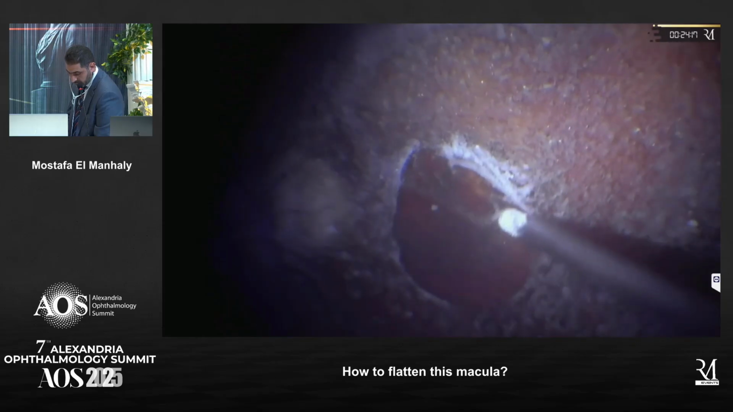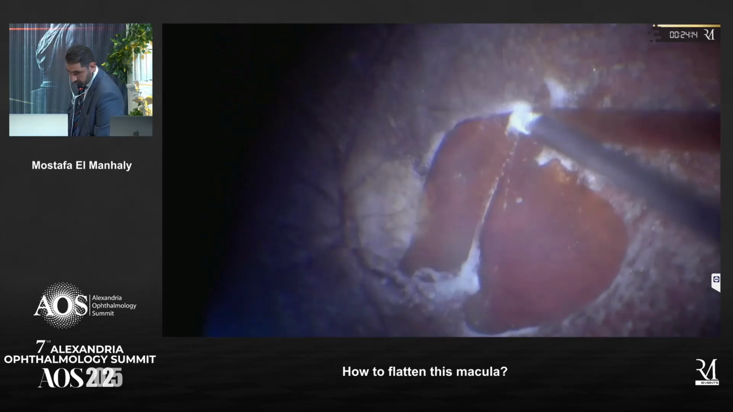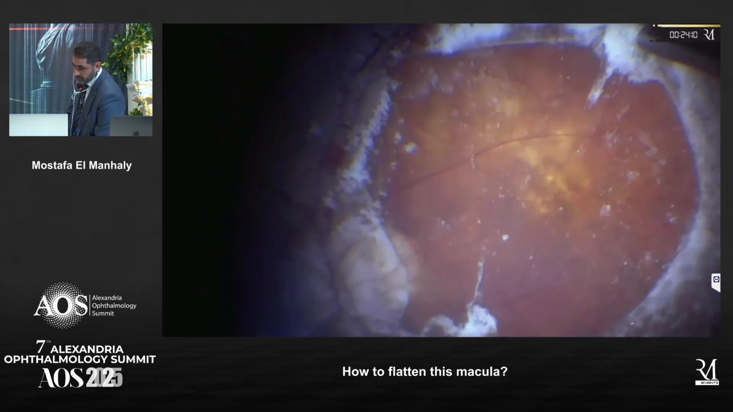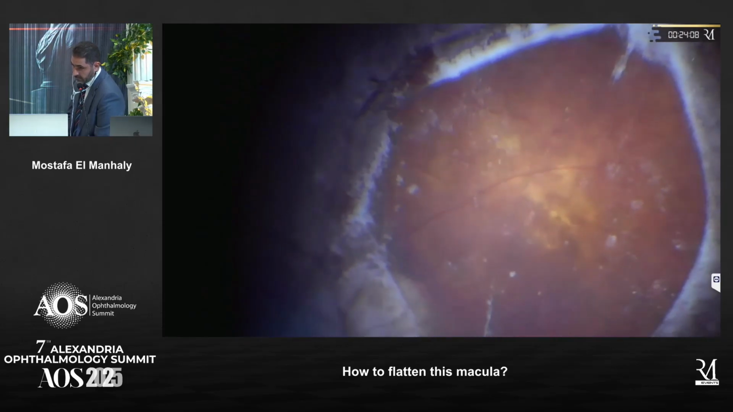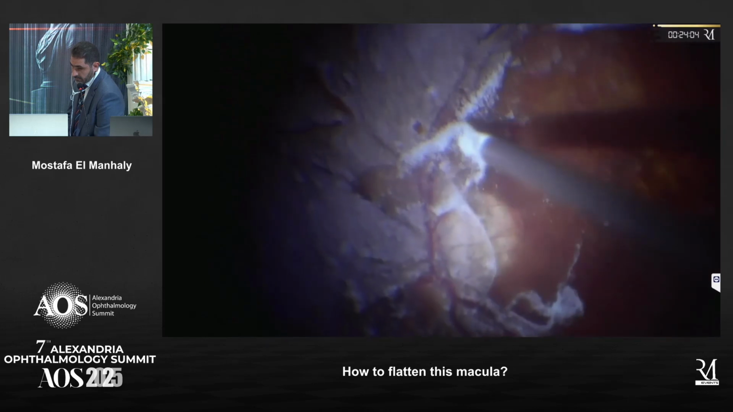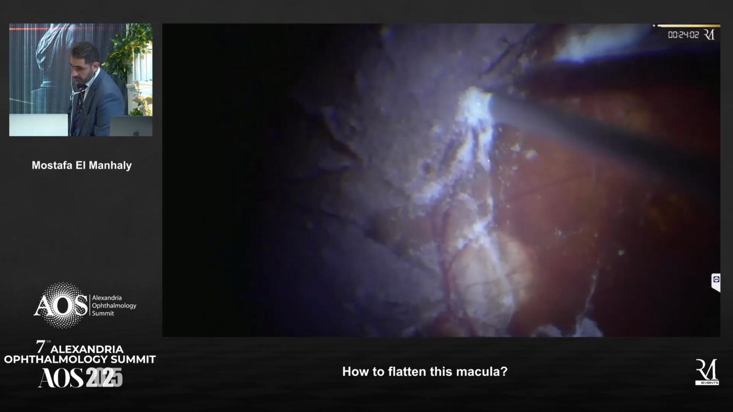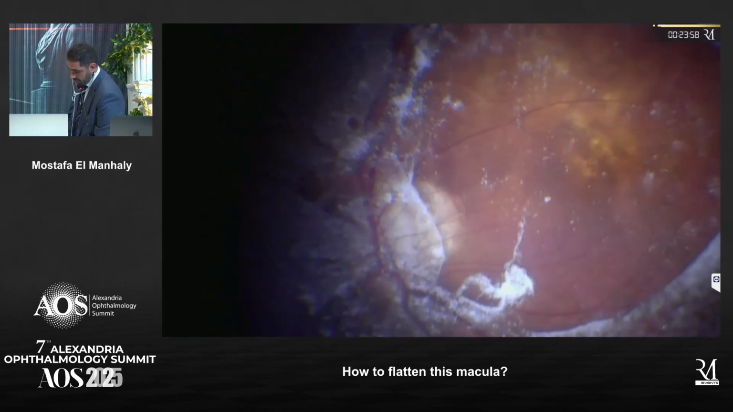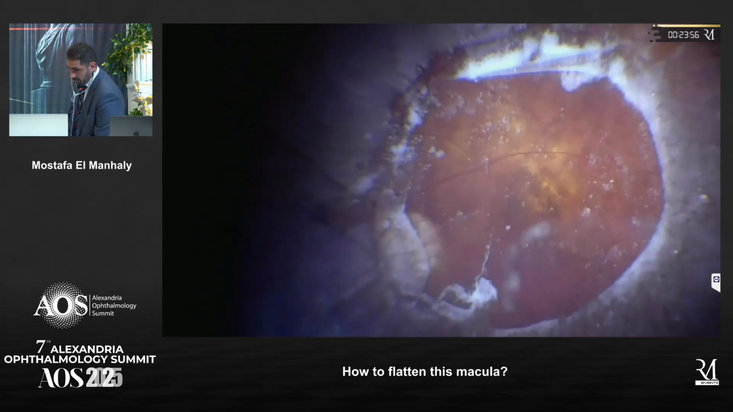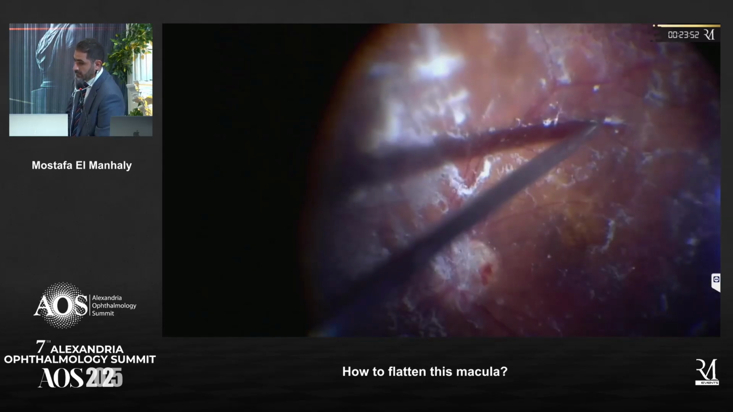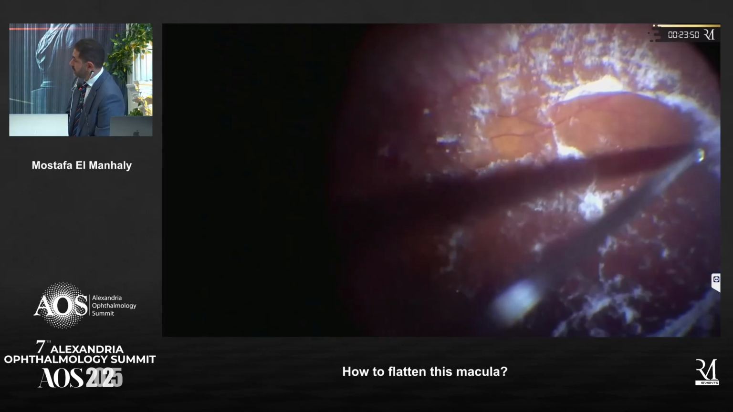And as you know, there are some advocates who see that ILM peeling is a mandatory part of the procedure. For me, I go for less because I'm afraid of getting an induced macular hole, and some go for foveal sparing ILM peeling. I did not go for any ILM peeling in this case, and I thought that this would be enough for the patient.